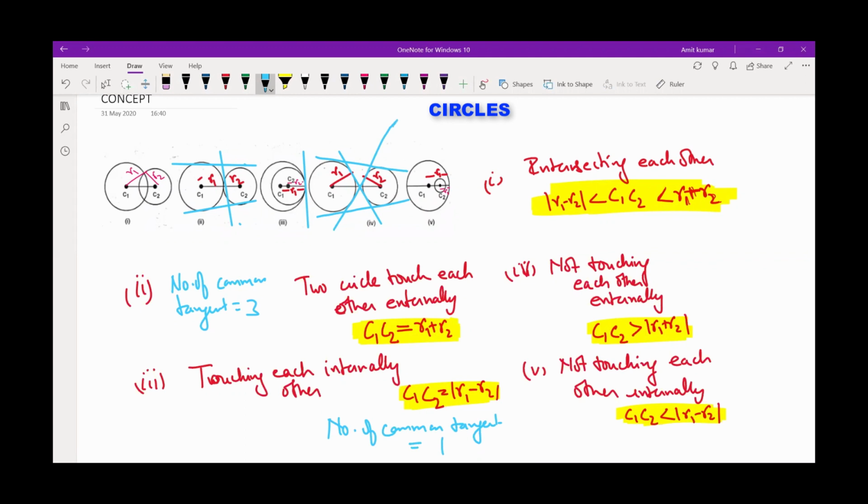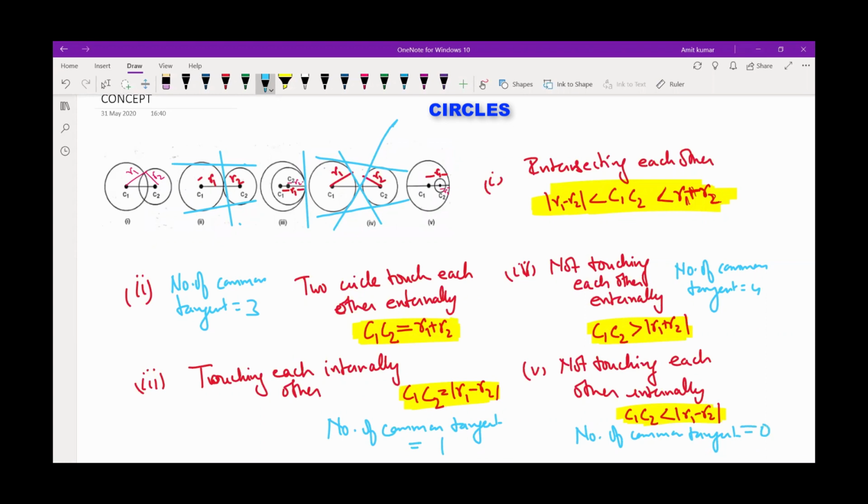Okay. So from here, we can write that the number of common tangents in this case is 4. If two circles are not touching each other internally, then in this case there will be no common tangent. So the number of common tangents is equal to 0.